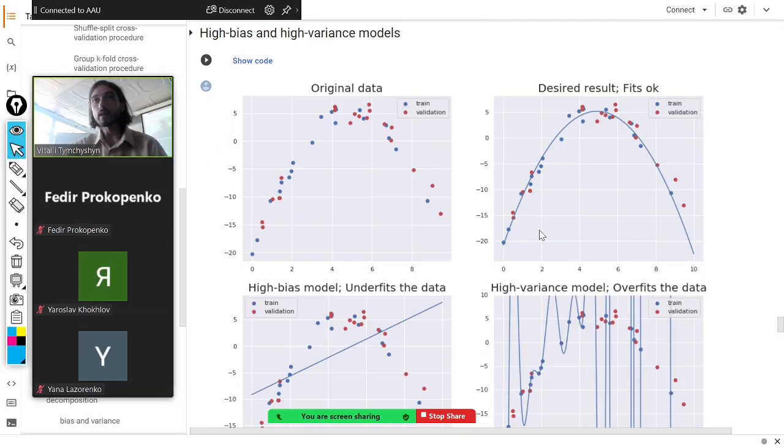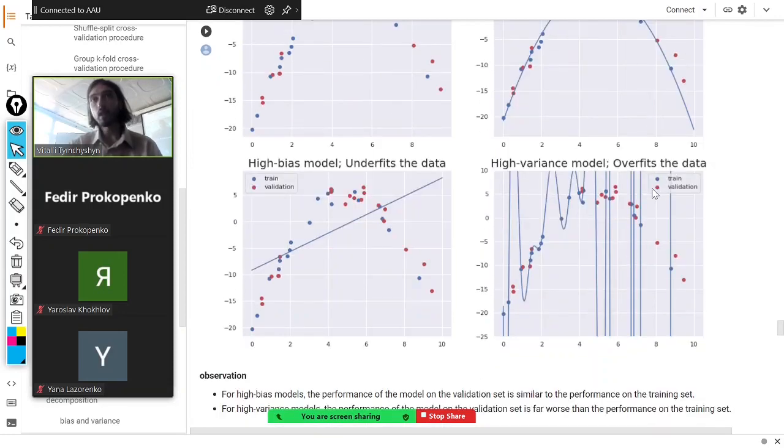And how does this look in practice, what does it give us? Here is some original data. You see points blue and red. Blue points are the training set, red points are the validation set. Here is the desired result. So this is the perfect function. These points were basically generated from it. So that's what I want my algorithm to retrieve. Now, what happens when I change the flexibility of my algorithm, the number of parameters inside?